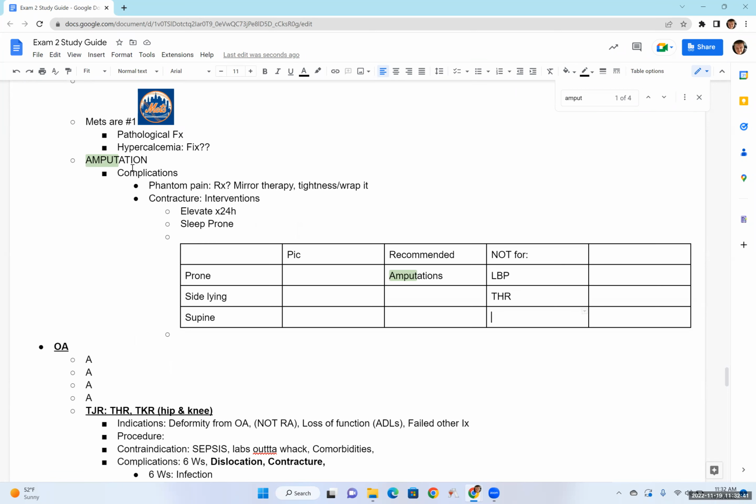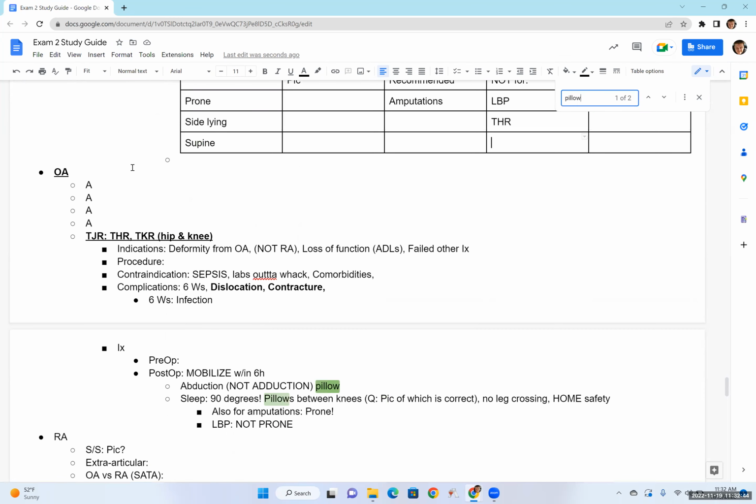Is it abduction or adduction? You want to add to the body, you want to abduct from the body. You want to keep the legs abducted from the body, so an abduction pillow. All right, so for joint replacements: pillows between knees, no leg crossing, home safety. Make sure there are no kids at home. They can be sniffly, that's fine. They cannot wear masks as long as they aren't leaving stuff out.